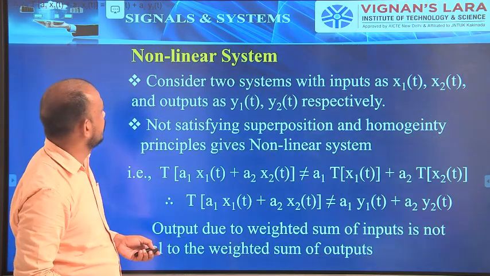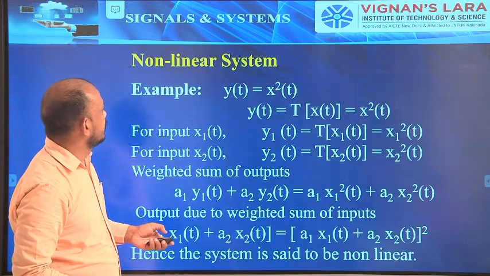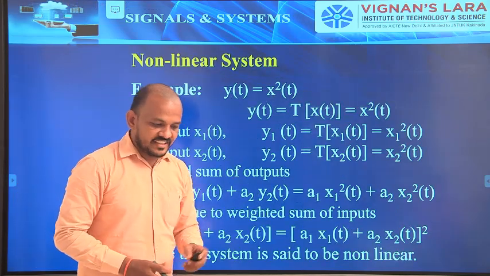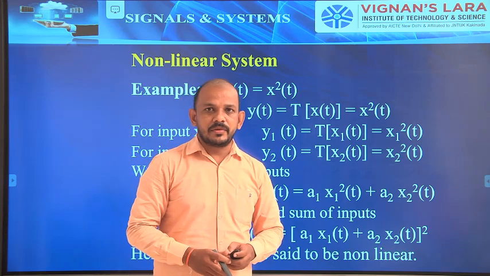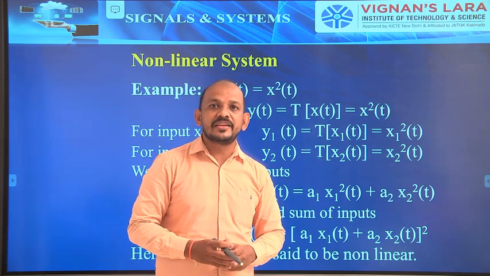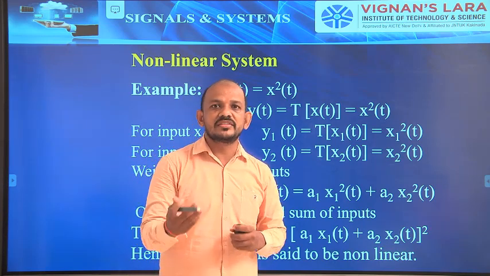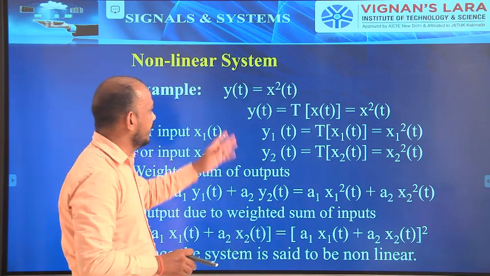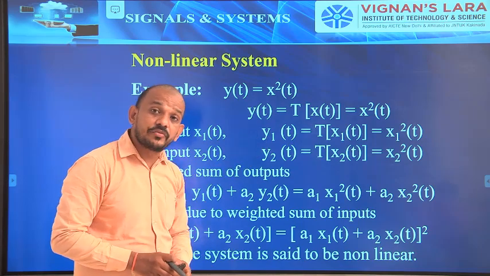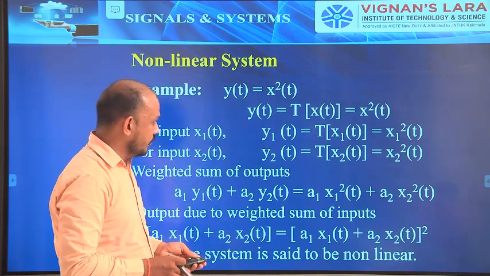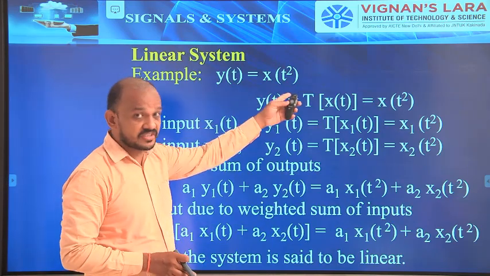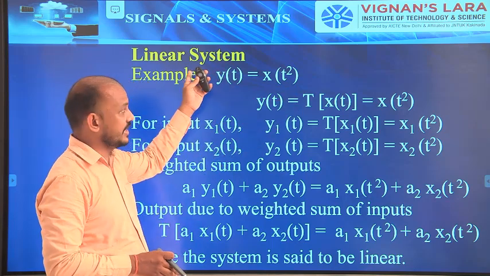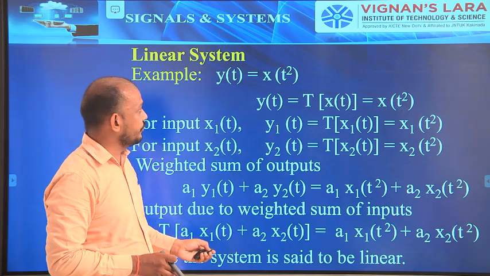Now, there I explained the concept of a linear system by considering an example. Here also I am explaining the concept of a non-linear system by taking an example. So here I am taking a system like y of t equal to x square of t. There I have taken y of t equal to x of t square for linear systems.